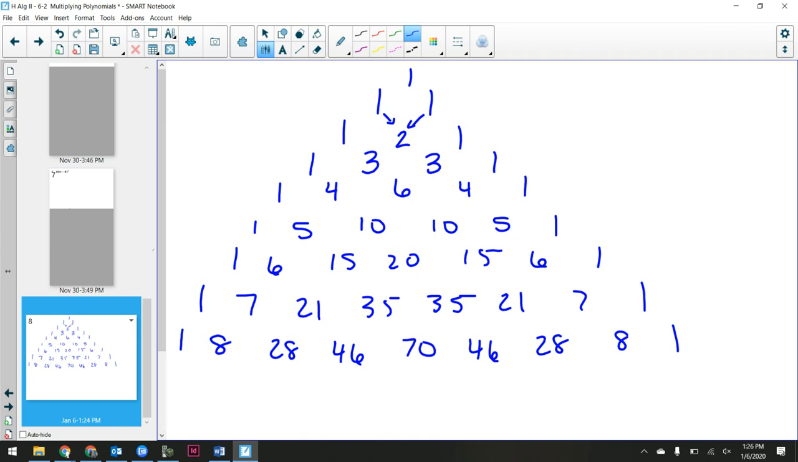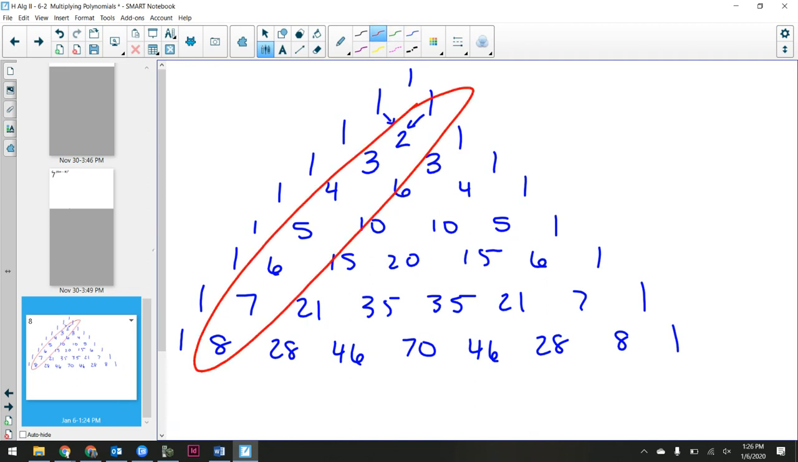Now, there are some cool things that exist within Pascal's triangle. You explore that a little bit when you do the task cards. Now, when I talk about the row number that you need, the first row is considered the 0 row. You could call this row 1, row 2, row 3, row 4, row 5. Basically, this is the row number.